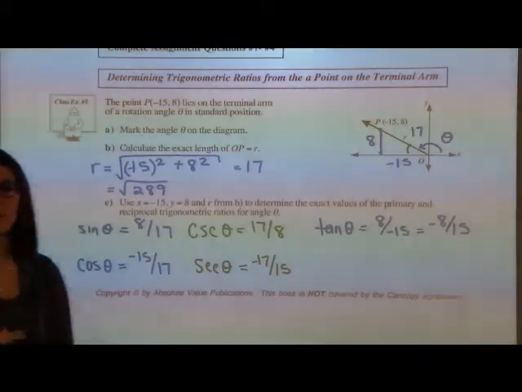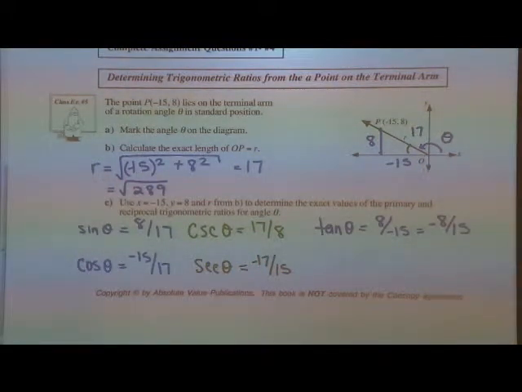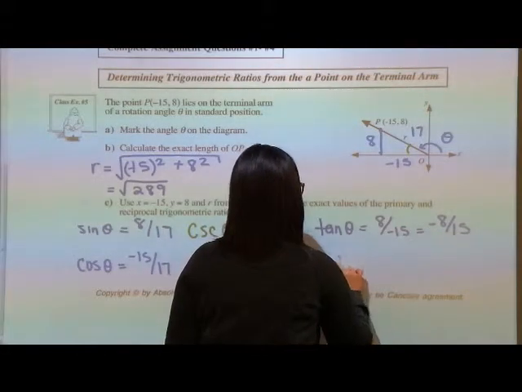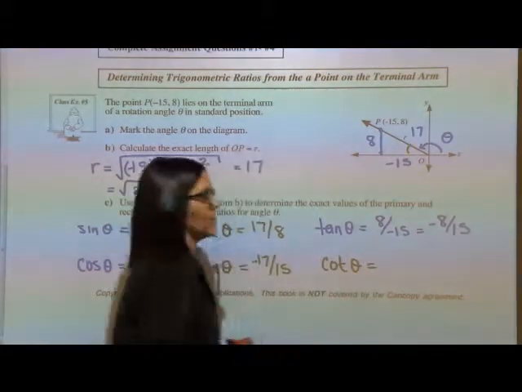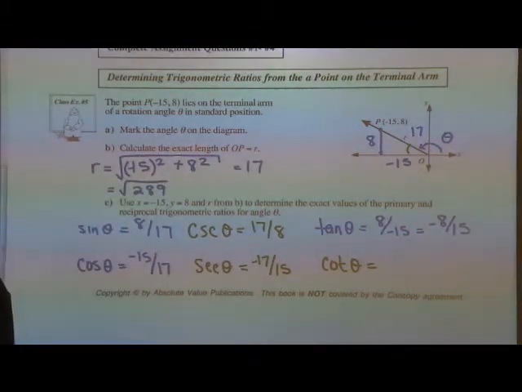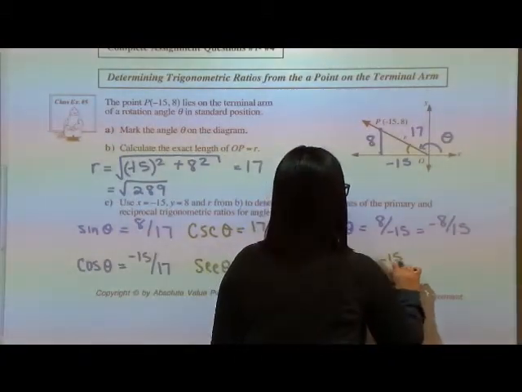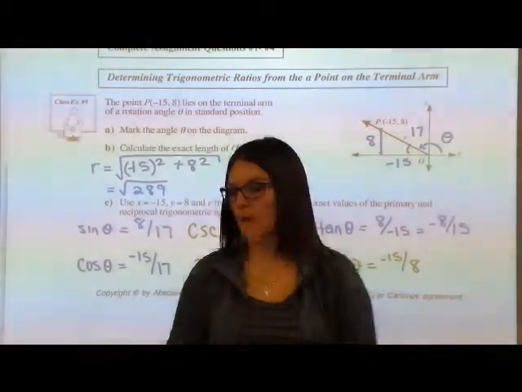And the reciprocal to tan is cotangent, which would be negative 15 over 8. Good. Okay, one last part.